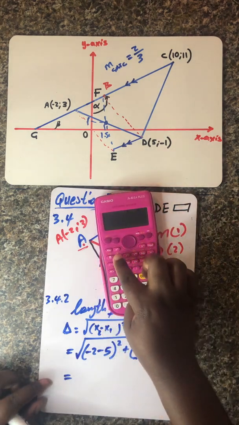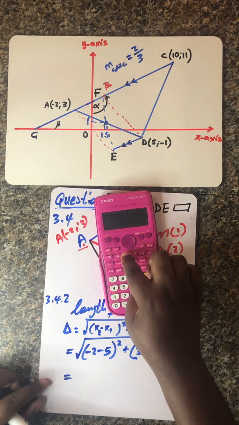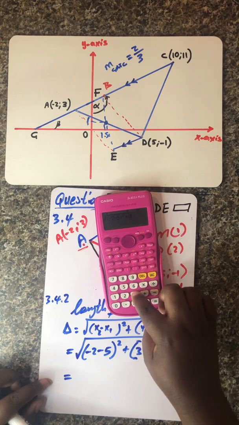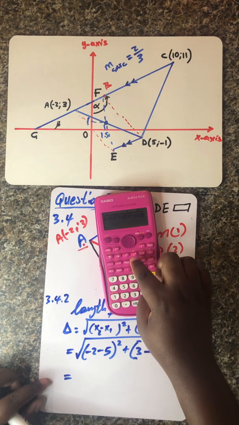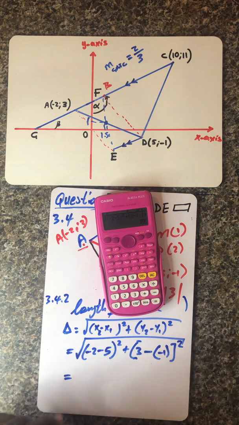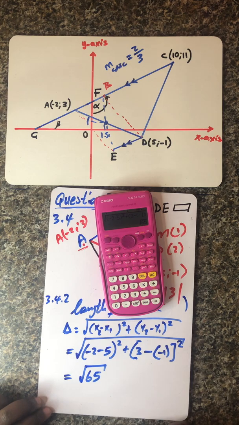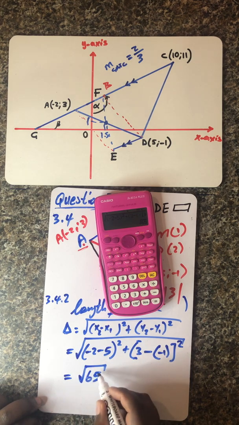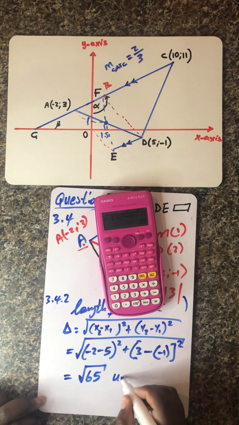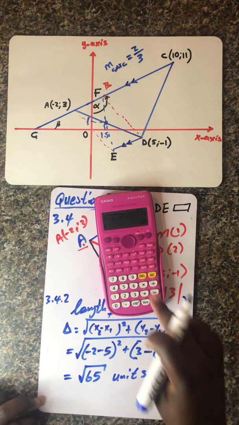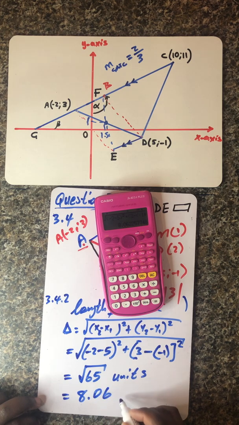From there you just punch all of this on a calculator. You say square root of, open bracket, -2 minus 5, close, remember to square it, plus, open bracket, 3 minus -1, close, and then you close again and square it. Equals, this is what I'm getting. I'm not sure if you're also getting the same answer, but this is the square root of 65 units. If you want to write it in decimal, correct to 2 decimal places, then you can say 8.06 units.